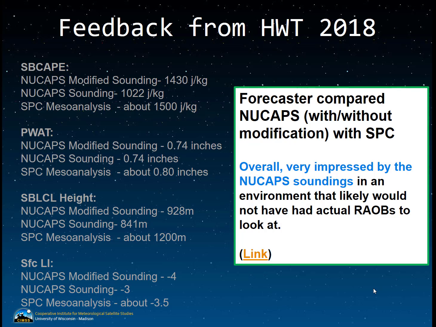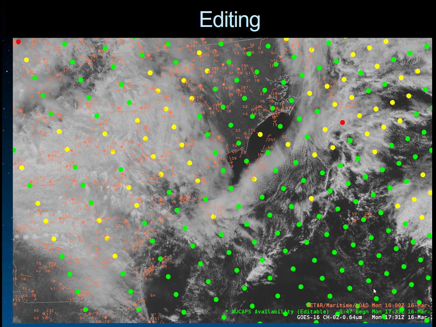NUCAPS soundings have been demonstrated at the Hazardous Weather Testbed at the Storm Prediction Center for about 4 or 5 years now. The focus there is on convective weather, and the forecasters have found the product very useful. One of the things you might note when you look at NUCAPS soundings is that the boundary layer temperature and dew point might not be representative of what you see going on at the surface based on nearby observations.